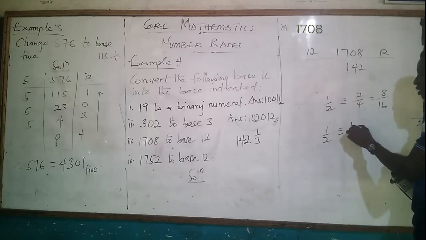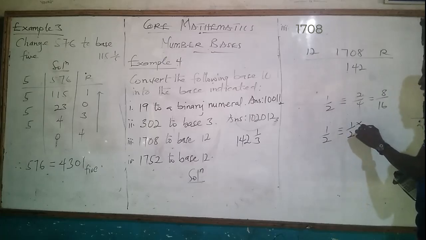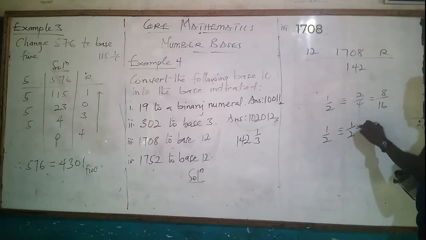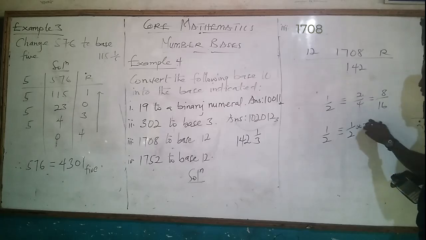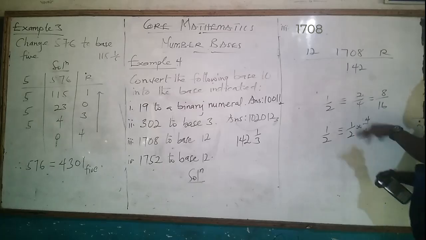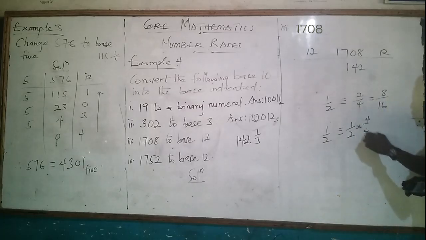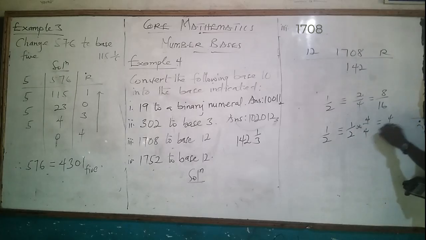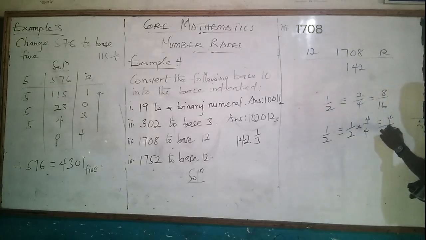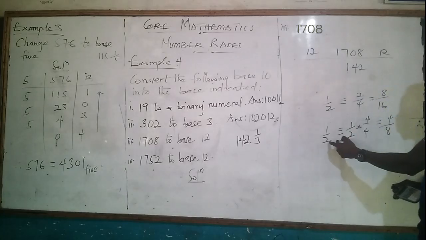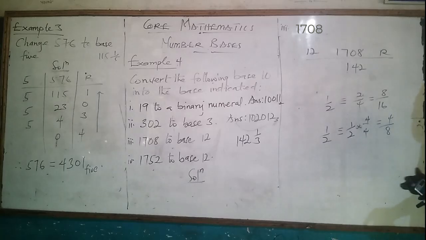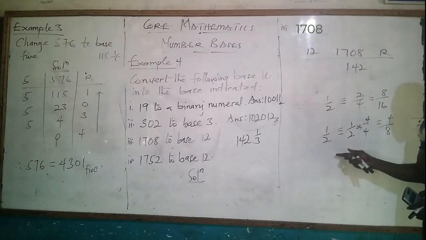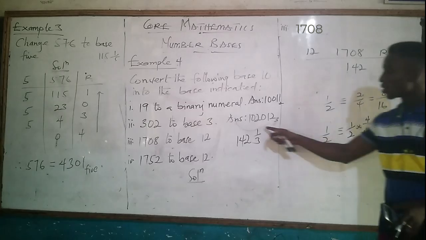If I have 1/2, I can multiply both the numerator and the denominator by the same number. I can pick 4: the top by 4, the bottom by 4. 4/4 is 1, and 1 times any number is the same number, so I'm just multiplying by 1. This gets me 4/8, and 4/8 is the same as 1/2. That is how to form equivalent fractions. They have the same value but different form.